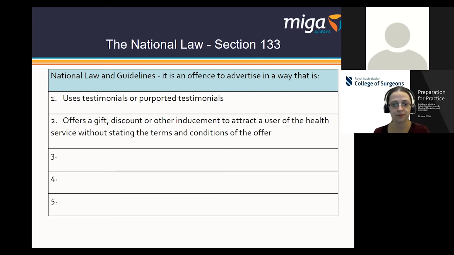There are national laws that are applicable, and this is one of the areas you've got to be aware of. Briefly, the guidelines that are applicable here are that you can't use testimonials on your website. I was talking to the guys preparing for the meeting today, and I actually saw a practice just the other day that was still using testimonials on their website. So just be aware that it's not a done thing. You can't actually do that.